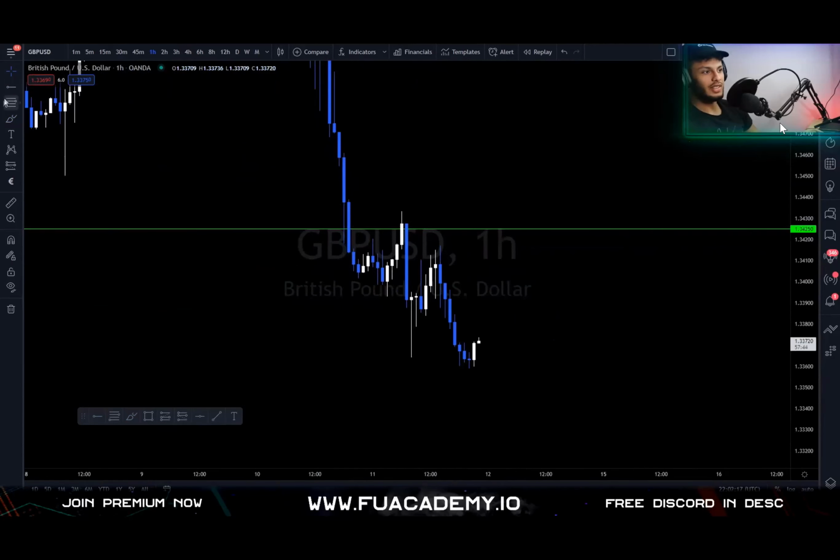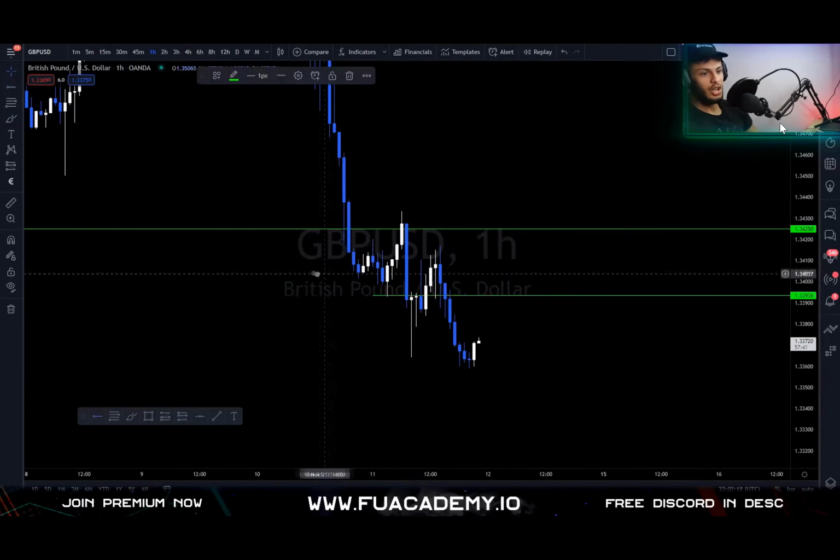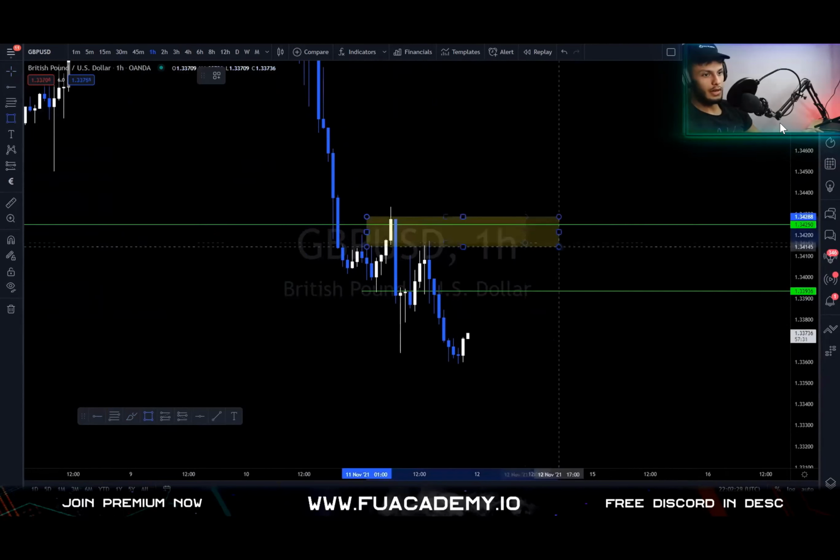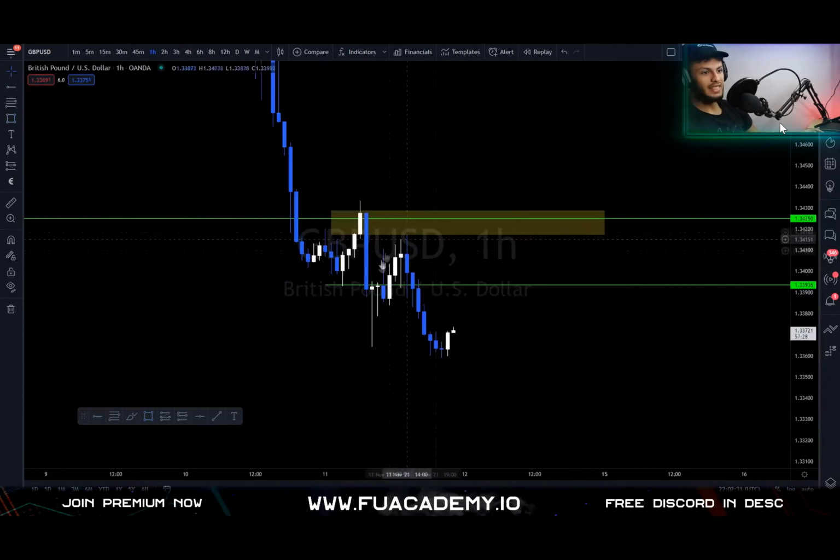Now, in order for us to sell this, we need to see another breakage structure on this low, which we just did. So we made a breakage structure. We closed below this low, which is great. Now, what we look for is a retracement back up to this institutional candle right here. And this is where we look to sell from.